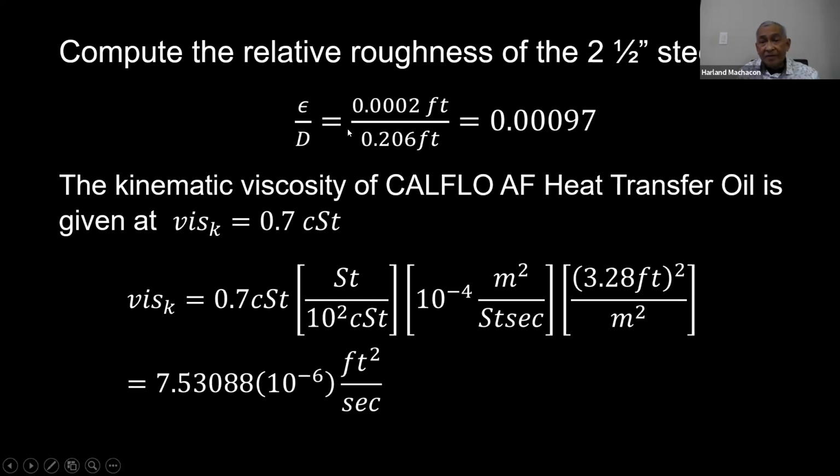And the relative roughness is equal to the absolute roughness divided by the diameter. So the diameter of the 2.5-inch steel pipe is 0.206. So divide 0.0002 feet by 0.206 feet, the result will be 0.00097. It has no units because it is a ratio.